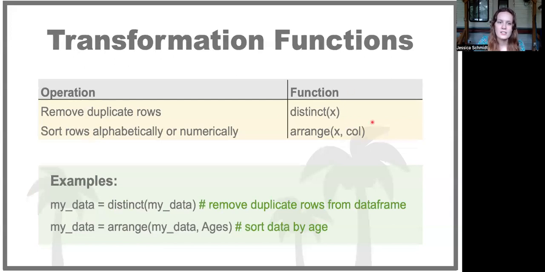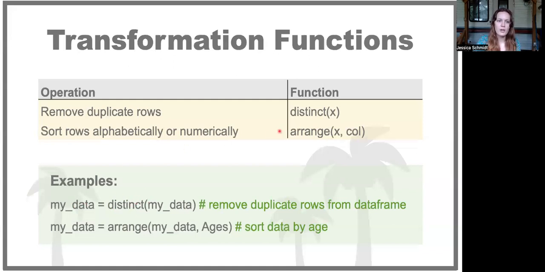Distinct. Distinct removes duplicate rows, takes away any duplicates from your data set. So here's an example of that. My data equals distinct my data. So I'm taking away all of the duplicate rows from my data and then overwriting my data. So I'm renaming it as.